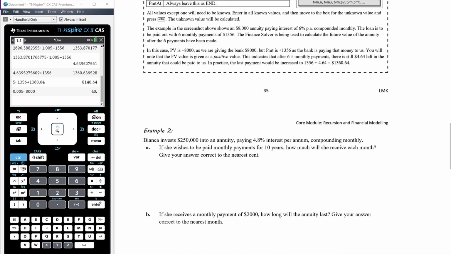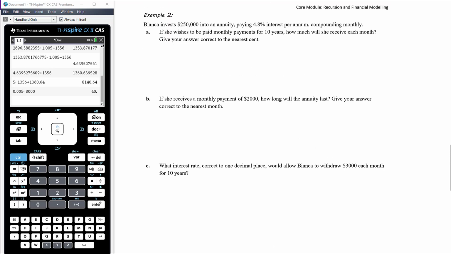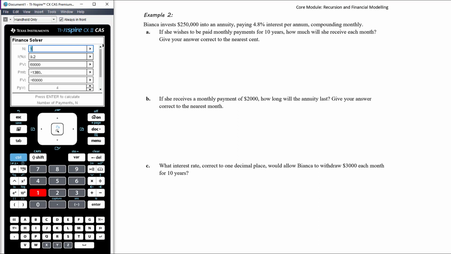Let's work on a new example. So Bianca invests $250,000 into an annuity, paying 4.8% interest per annum and compounding monthly. Okay, so I'm going to get my Finance Solver up here. It will still have previous numbers in there from when I last used it. That's okay, we just override them.